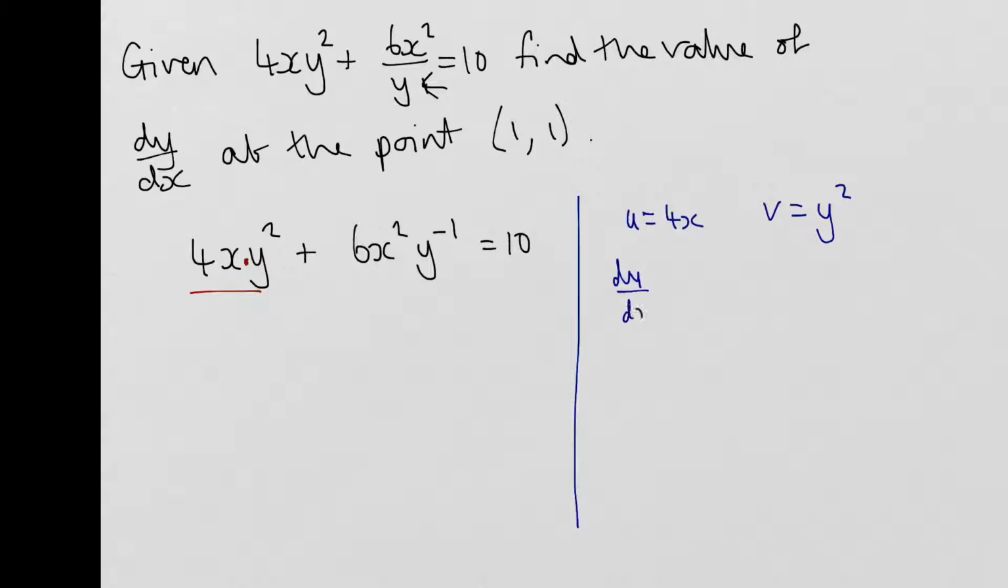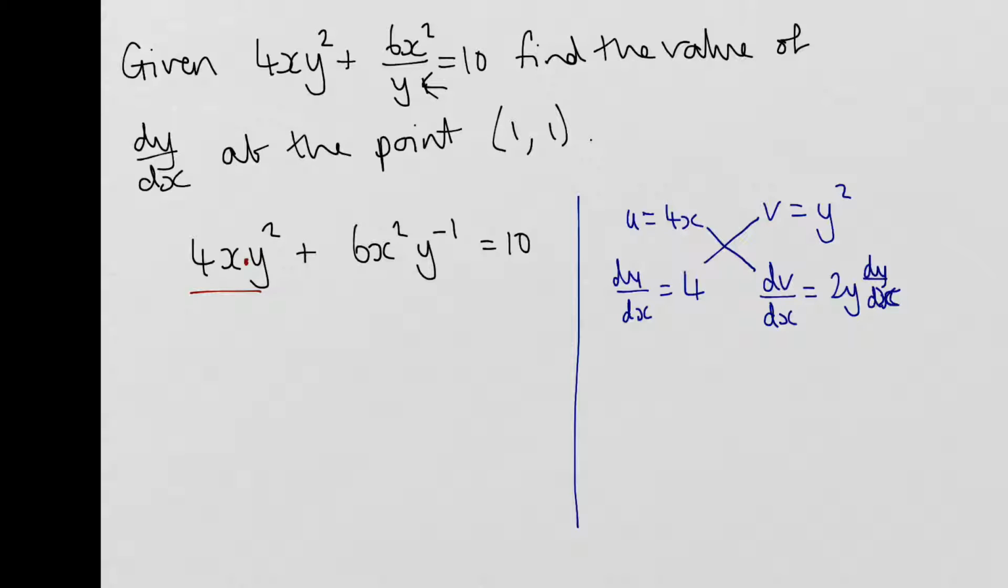So du by dx is obviously going to give me 4. dv by dy, I guess, but we should be differentiating with respect to x, so that's going to give me 2y, and then it's also going to leave me with that dy by dx bit there, because I'm still differentiating with respect to x here. So if I put that back in, with the product rule, the u goes with the dv, the v goes with the du, and because it's an addition in the product rule, I don't really need to worry about which way round I put these.